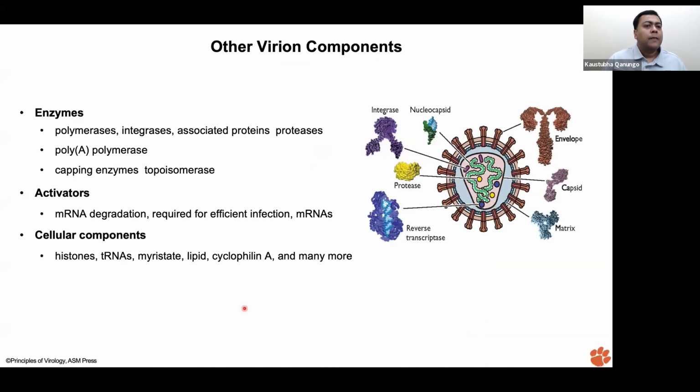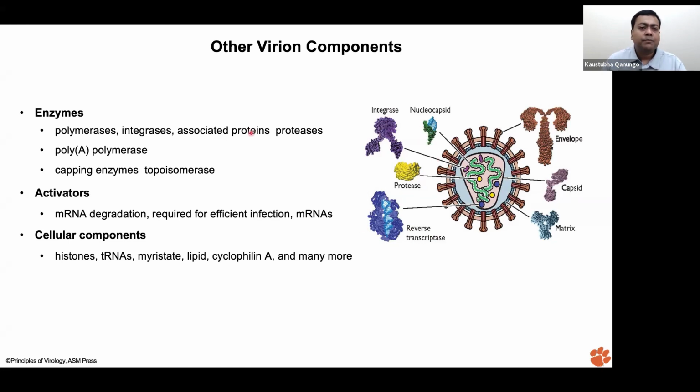On the other hand, what are the different virion components and why did I list them under structural biology? They are polymerases, integrases, associated proteins, proteases, poly(A) polymerase, capping enzymes. Some of them are activator proteins, some of them are cellular components. And why they're important, and this is an example that has been shown in an HIV virion, is what the different proteins in here are. Envelope protein, capsid, matrix proteins, reverse transcriptase, protease, integrase, and the nucleocapsid protein.